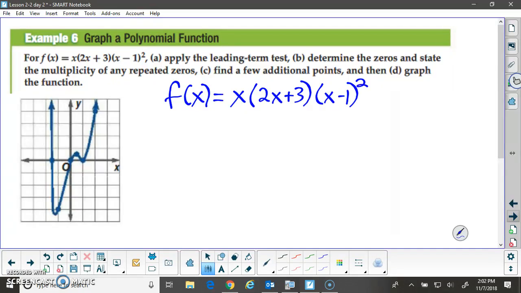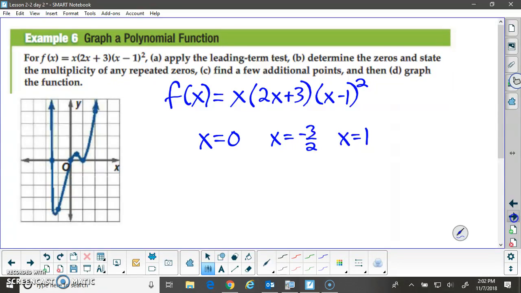So here's the equation. I can say that my zeros are at 0, negative 3 over 2, and 1. So the directions say apply the leading term test. Well, we're not going to write anything down for the leading term test. We're just going to be able to look at this equation. And since it would be an x to the 4th, if we got rid of those parentheses, we would have a 2x to the 4th as our leading coefficient and exponent. So that's the leading term test, is just understanding what the graph would look like.